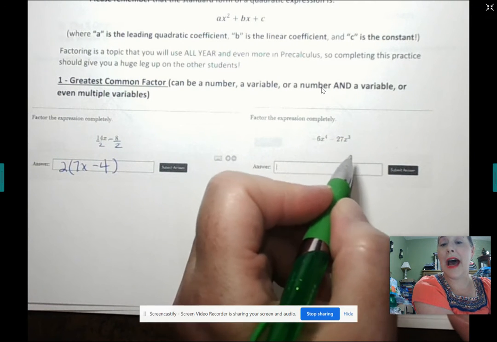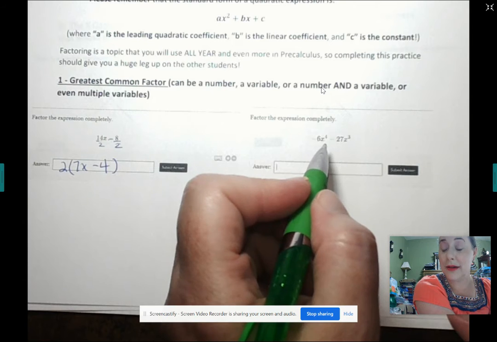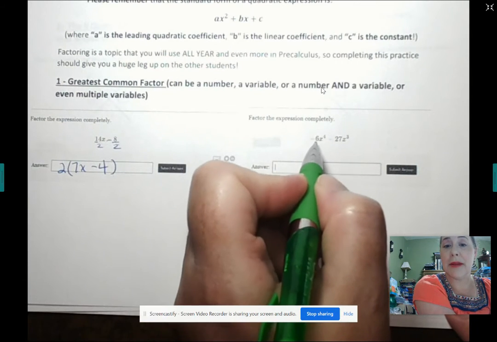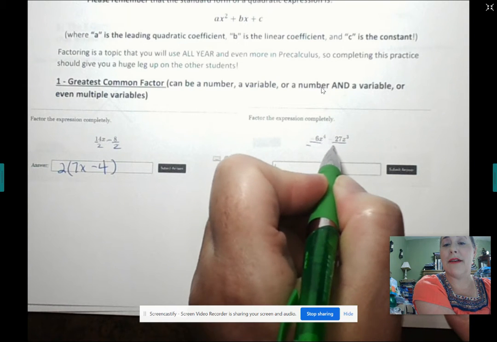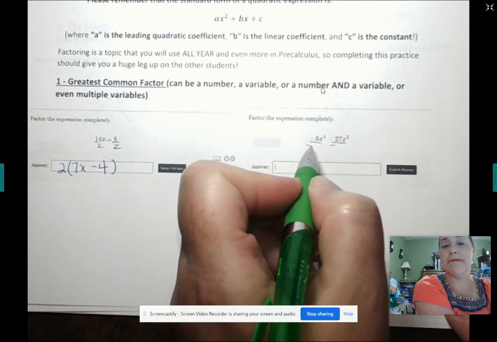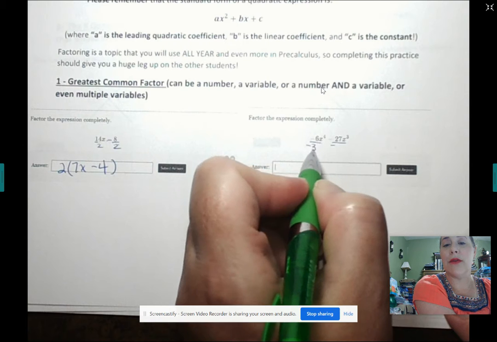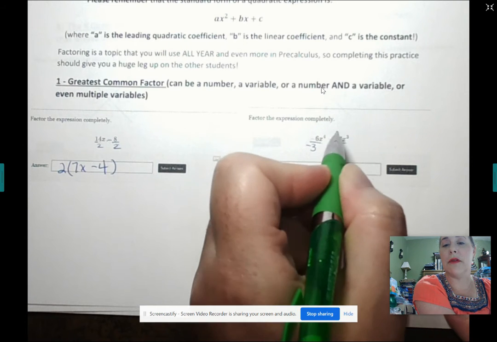If we can take out a higher power than just a 1x, we can. And so that's what's going to happen here. I know I'm going to be taking out a negative, and a 3 and a 27. Please ignore my barking dog. I can take a negative 3 out of both of these terms.